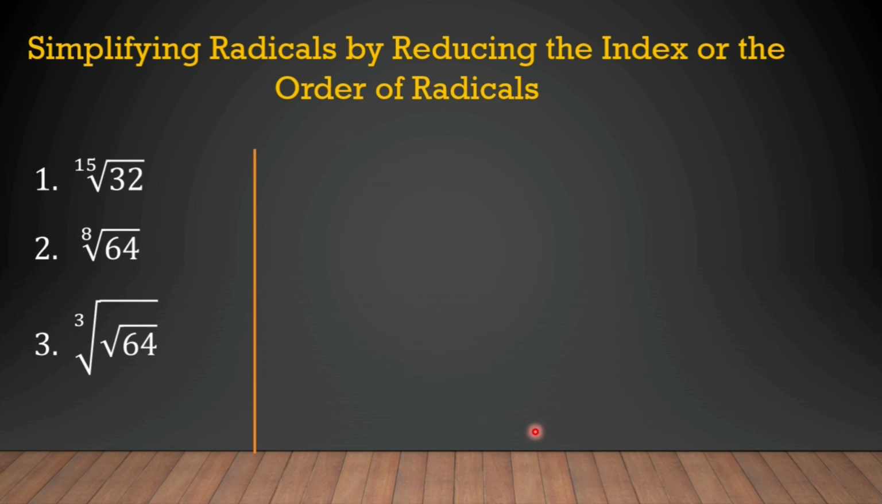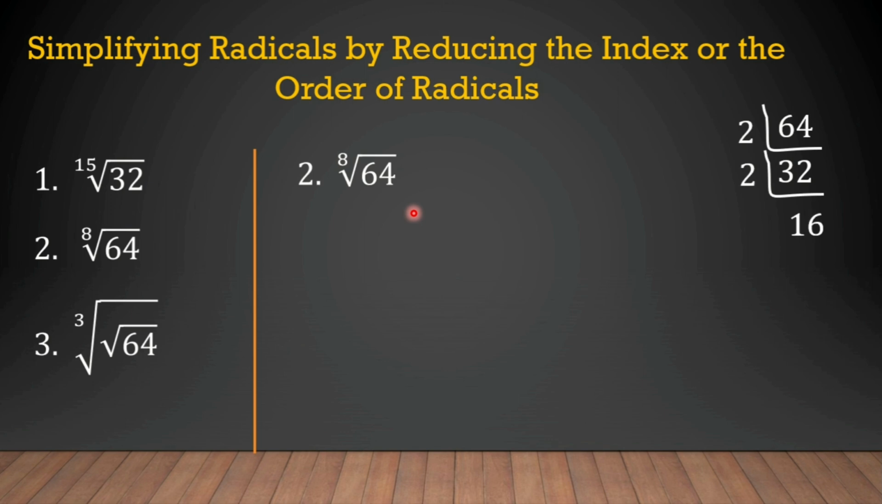Okay? Example number 2: the 8th root of 64. So, we will do the same thing. Prime factorization again. 64 divided by 2 is equal to 32. 32 divided by 2 is equal to 16. 16 divided by 2 is equal to 8. Then 8 divided by 2 is equal to 4. And 4 divided by 2 is equal to 2.